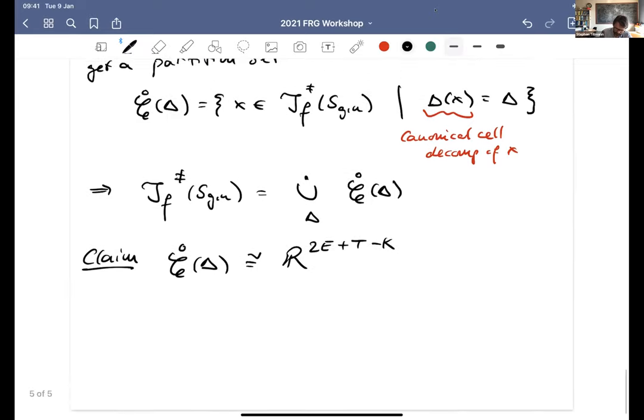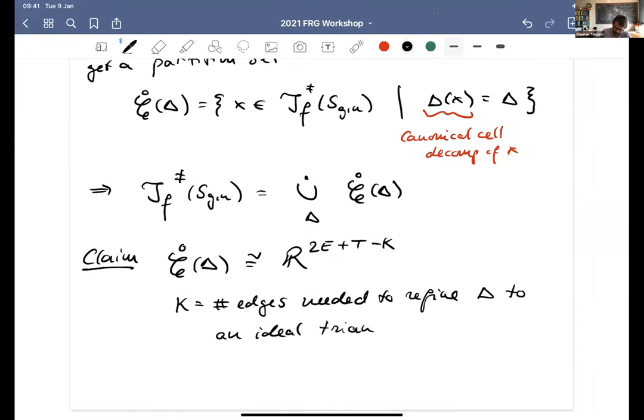So I need to explain what k is. So k is the number of edges needed to refine delta, my ideal cell decomposition, to an ideal triangulation. Okay, and so then the corollary would be that this is a cell decomposition and it's also naturally invariant under the mapping class group.